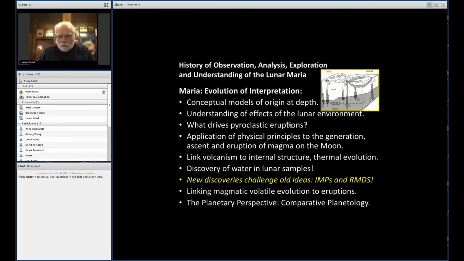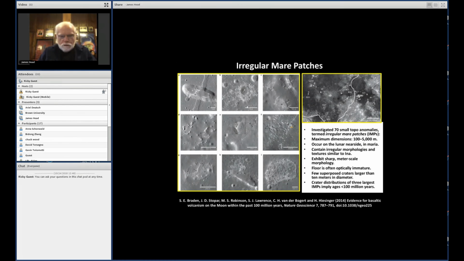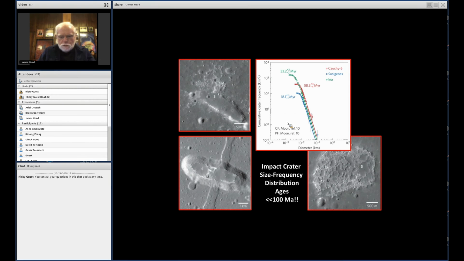When we look at the irregular Mare patches and the RMDSs, it's like, what's going on there? Sarah Braden and her colleagues, listed here, wrote a really excellent paper, beautiful documentation of these things, amazing. 70 small topographic anomalies, less than 5 kilometers in diameter. The crater size frequency distribution of these features, in fact, suggests that they're less than 100 million years old. How do you do that? How do you have 100 million year old active volcanism when we think that the thermal evolution suggests that the interior generation of magma shut down over 1 billion years ago?